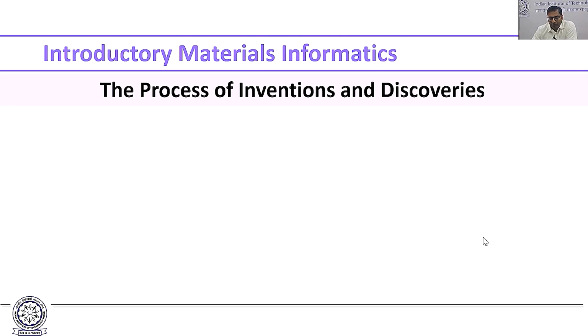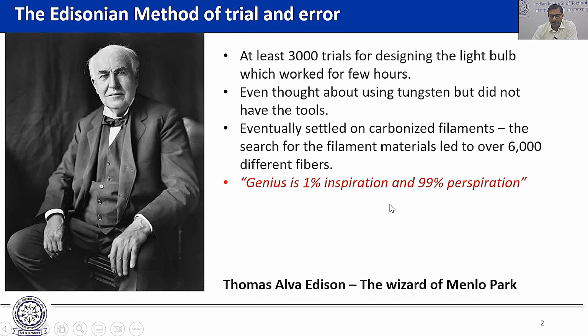If we look at the initial discoveries that were made, we are all familiar with Thomas Alva Edison, and so the first method that we want to talk about is the Edisonian method, which is that of trial and error. When Edison was designing his light bulb, he had at least 3,000 trials, and he ended up making lots of bulbs which worked for very few hours until he eventually came to the one which kept on working for an extended time frame.